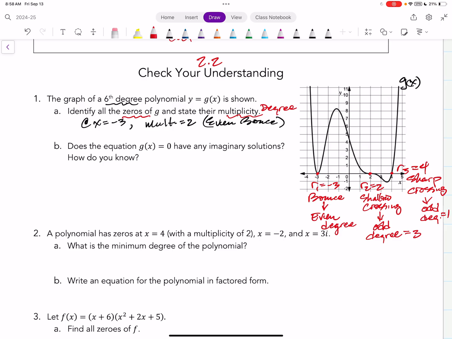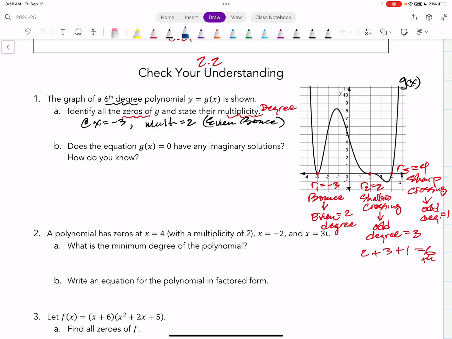And if you add up the degrees here, the degree at -3 is 2, and then we have a degree 3, and then we have degree 1. 2 plus 3 plus 1, guess what? That's 6th degree. Okay, so let's state that.